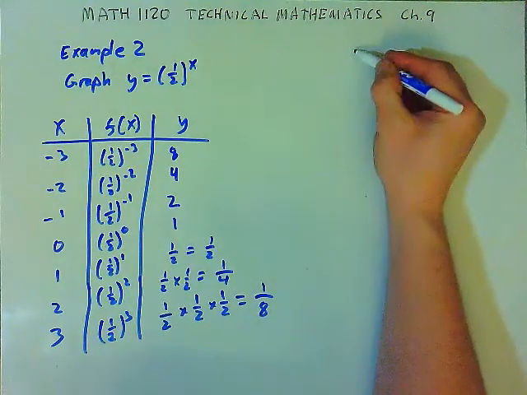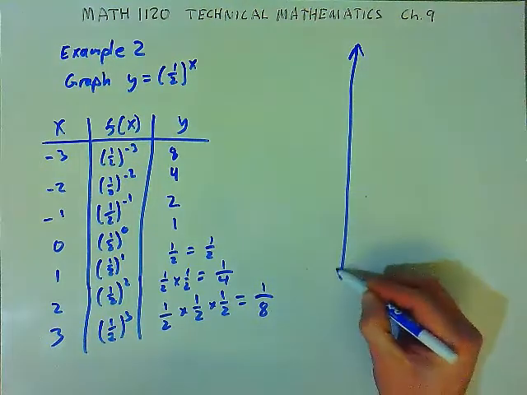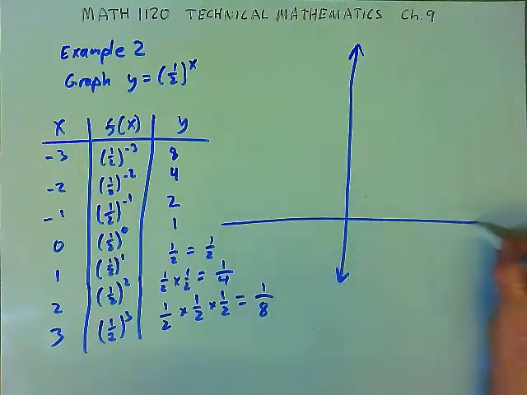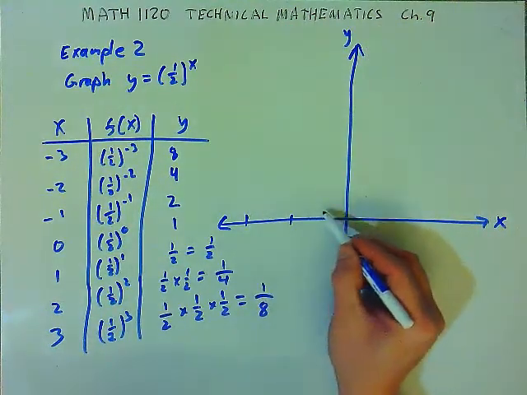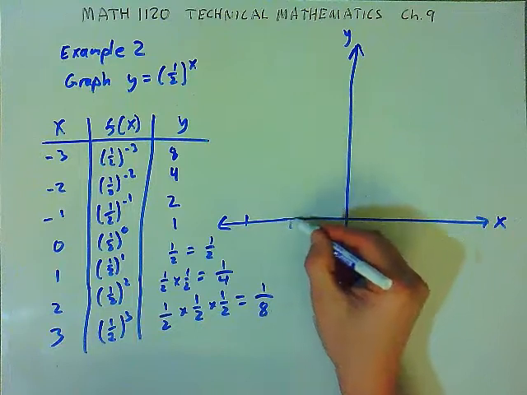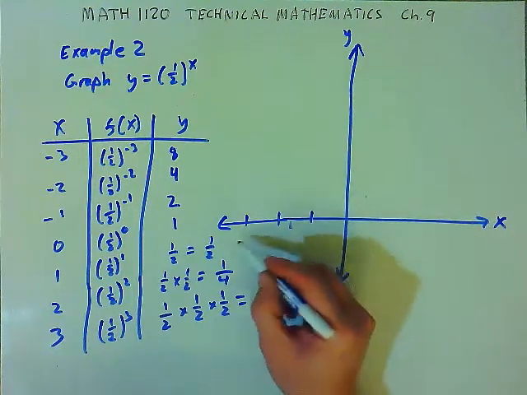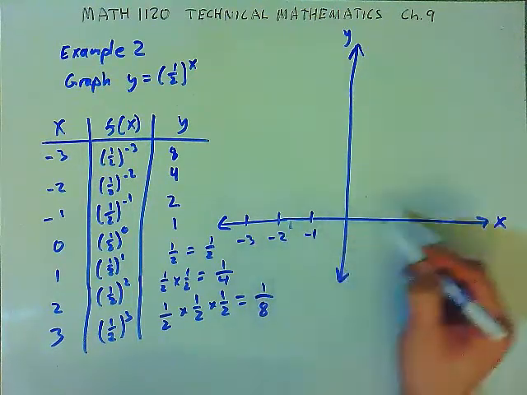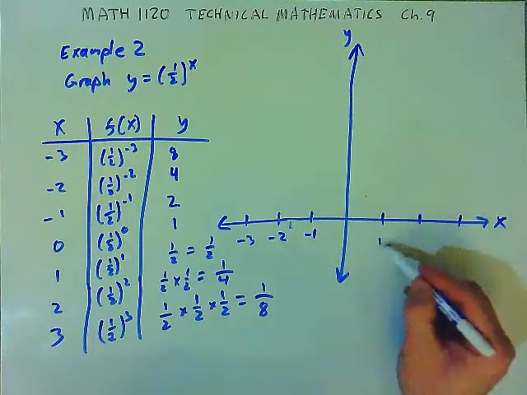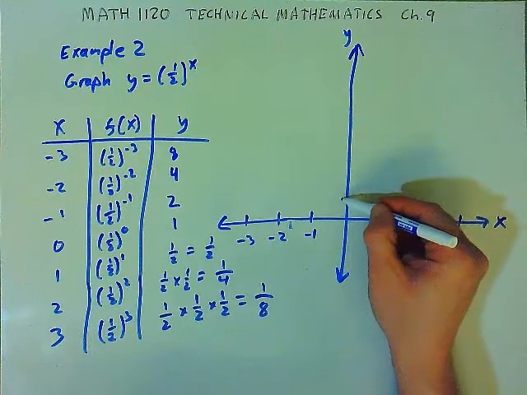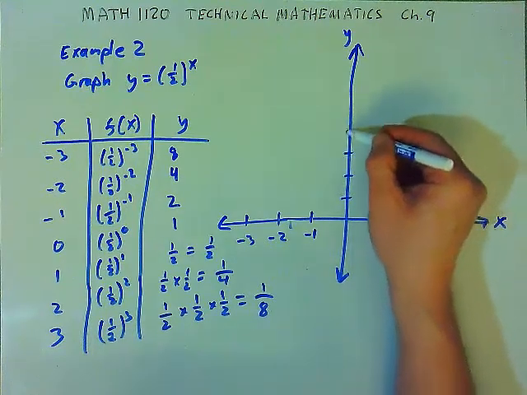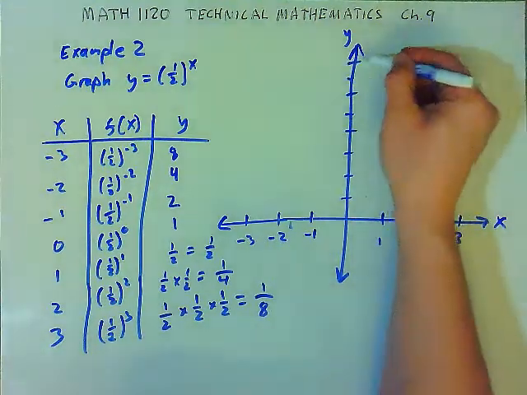So we'll graph the equation. And we have x values that are -3, -2, -1, 1, 2, and 3. And our y values will go all the way up to 8. 1, 2, 3, 4, 5, 6, 7, 8.